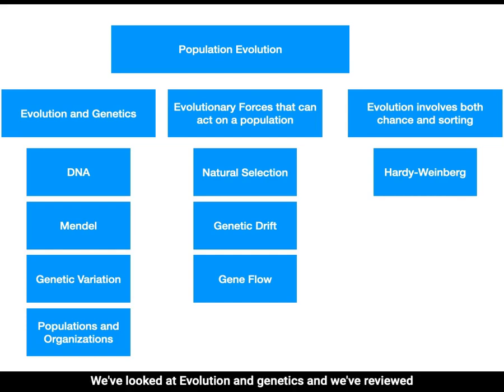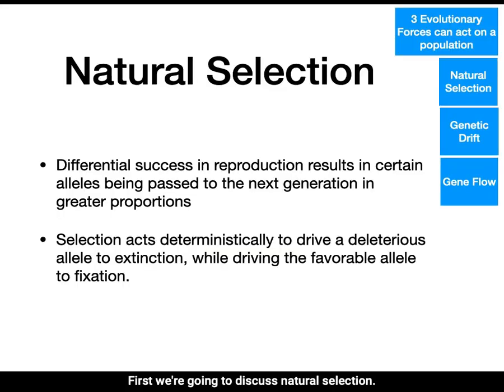We've looked at evolution and genetics, and we've reviewed DNA, Mendel, genetic variation, as well as populations and the organization of populations. Now we're going to look at evolutionary forces that can act on a population. First, we're going to discuss natural selection. Differential success in reproduction has the direct result of certain alleles being passed on to the next generation in greater proportions. For example, an allele that confers resistance to DDT increases in frequency after DDT was used widely in agriculture.